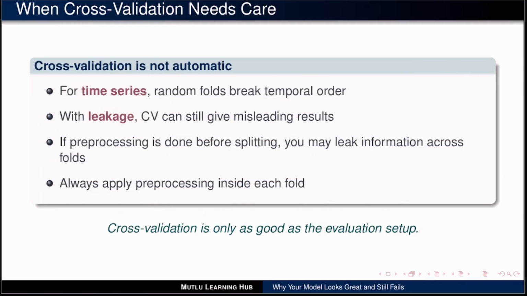That said, cross-validation is not automatic. For time series, random folds break temporal order. If there is leakage in the data, cross-validation will not magically fix it. And if preprocessing is done before splitting, then information can leak across folds. So things like scaling, imputation, feature selection, or any preprocessing step that learns from the data should be done inside each fold, not before the split. This is really important. Cross-validation is only useful when the whole evaluation setup is sound.